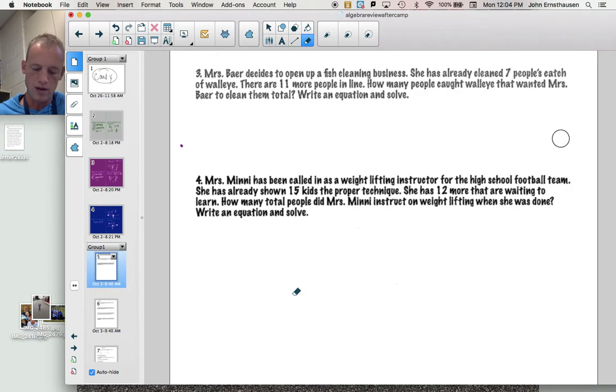All right, Mrs. Bear has already cleaned 7 people's catch of walleye. There are 11 more people in line. How many people caught walleye that wanted Mrs. Bear to clean them total? Write an equation and solve.